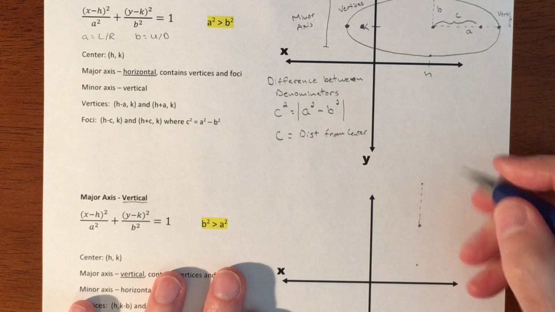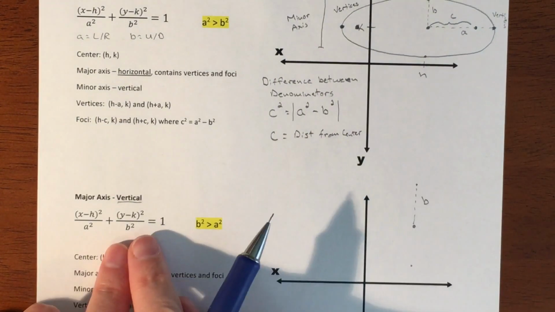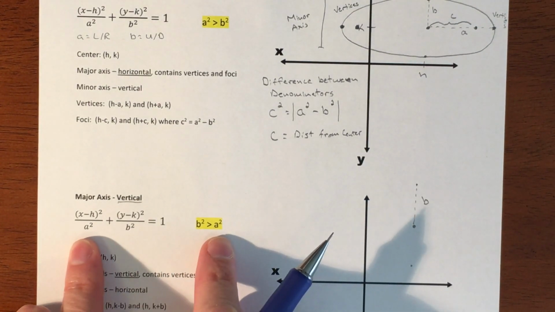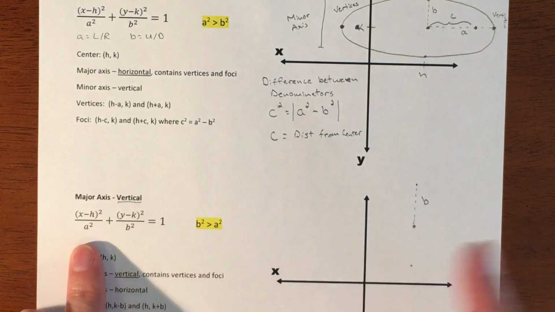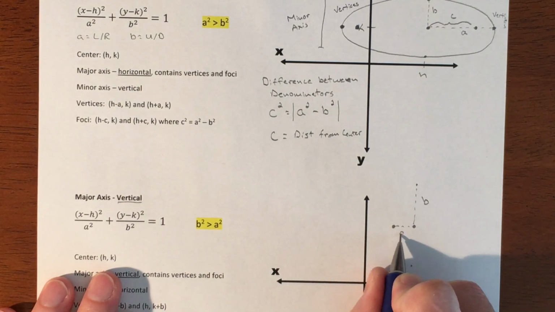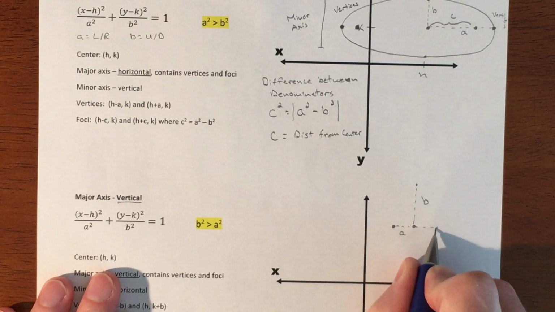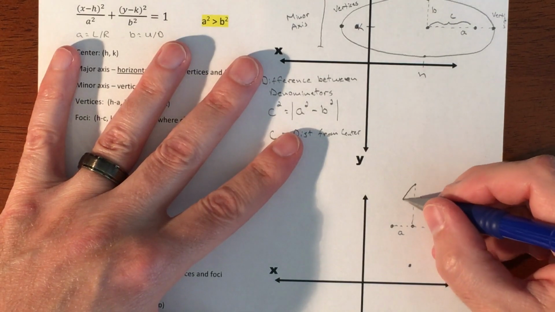That distance would be b. Still, it would be up and down. The only difference is the b value is meant to be bigger than the a value this time. So that means you have a vertical ellipse because you have more up and down than you do left and right. So that just means that maybe the a value is only this big. All right, so that helps us draw our ellipse.